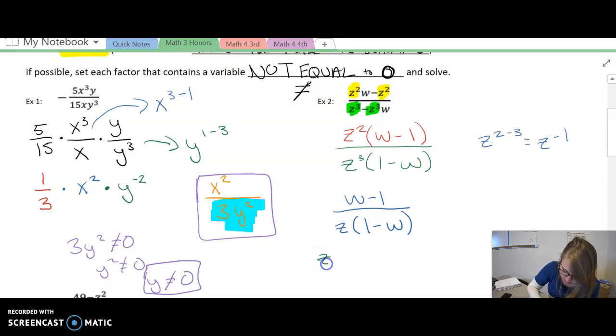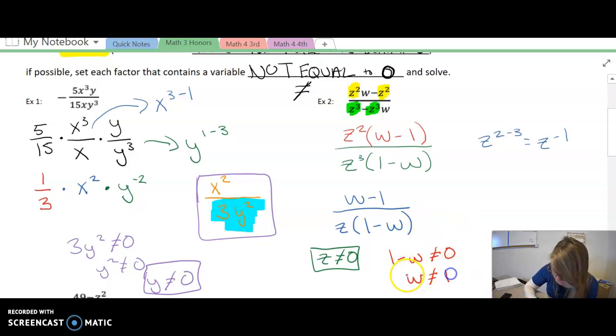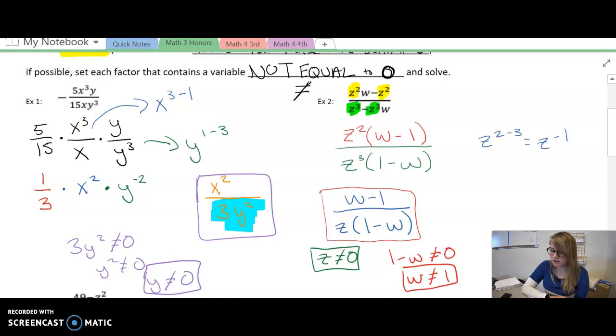So from here, we're going to set our variables not equal to 0. So for z, not equal to 0, so that's one restriction. And then w. So 1 minus w not equal to 0. So that tells me that w cannot equal, if you subtract 1 and then multiply by a negative, positive 1. So we have a restriction at 0 and a restriction at 1, and this is my simplified rational.